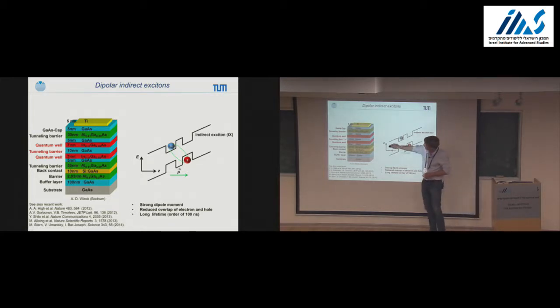In this case, the dipole moment is typically half of the quantum well width, and with a tunneling barrier of 10 nanometers, we have about 17 nanometers distance between the electron and hole wave functions. By that, we have a strong dipole moment. The reduced overlap of the electron and hole gives rise to a rather low oscillator strength, and more importantly for the lab, we have a long lifetime, typically on the order of 100 nanoseconds. This is the regime where we operate these samples, such that we can think that these dipoles are thermalized.